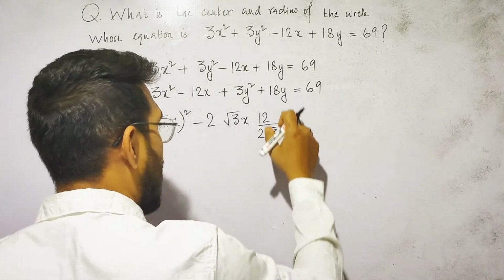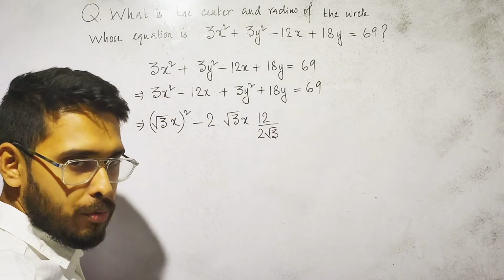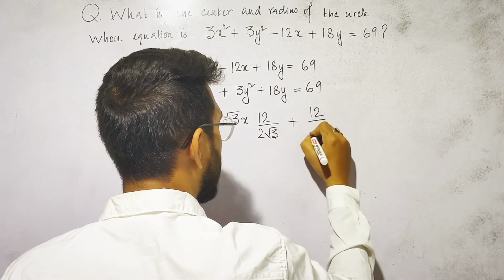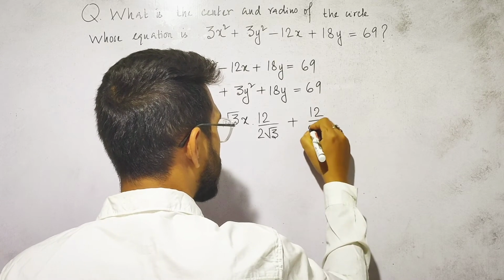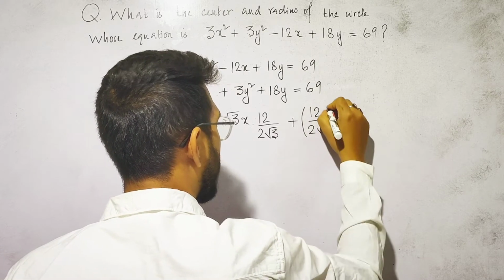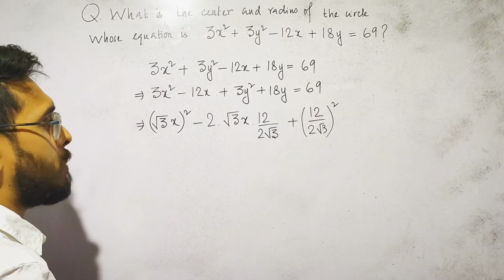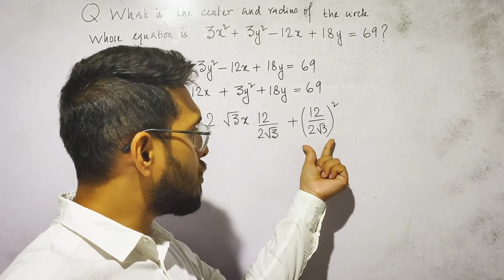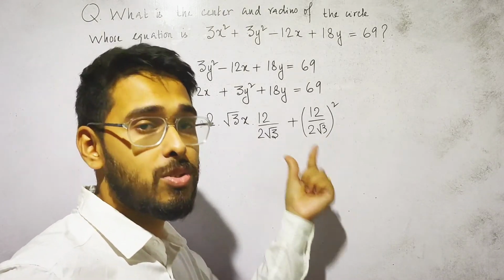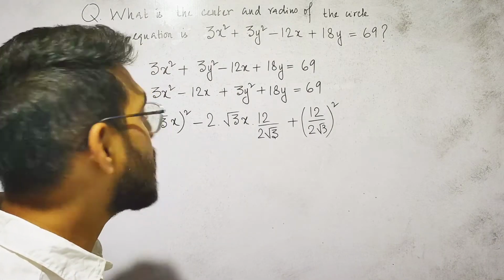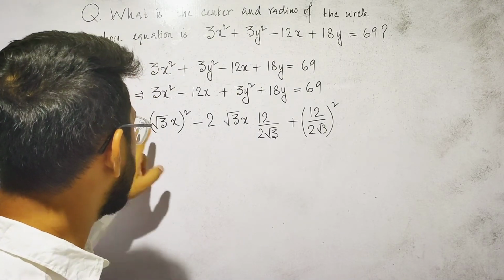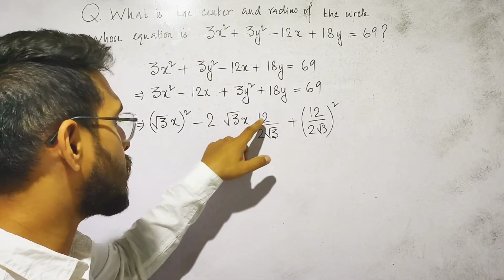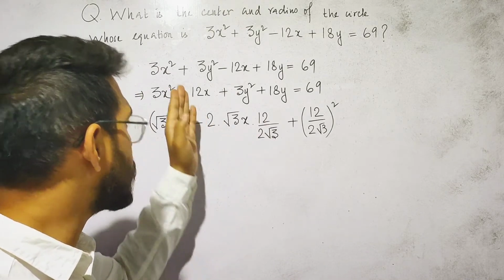Now, since I have taken the b, to complete the process of a plus b whole square, I have to add another b squared to it. And b square is what? 12 by 2 root 3 whole square. But now, as you can see, this 12 by 2 root 3 whole square I have written extra. This was not present in this equation, isn't it? 3x squared was root 3x whole square, which is fine. Negative of 12x is 2 times root 3x times 12 by 2 root 3, with the negative before that. So overall, I'm still getting negative of 12x.